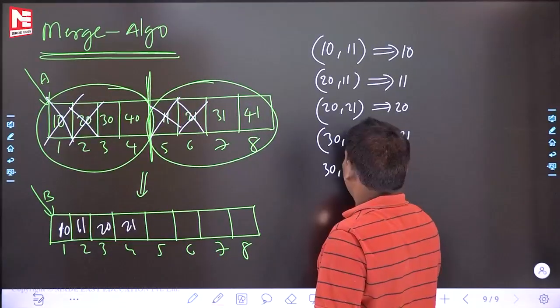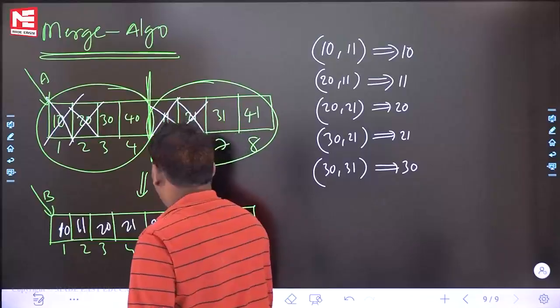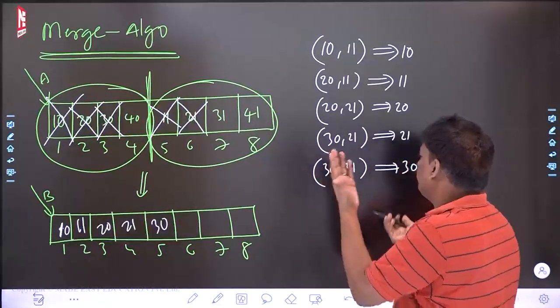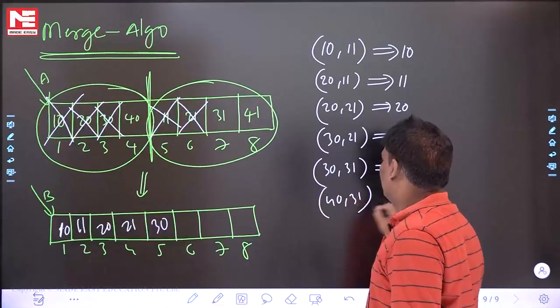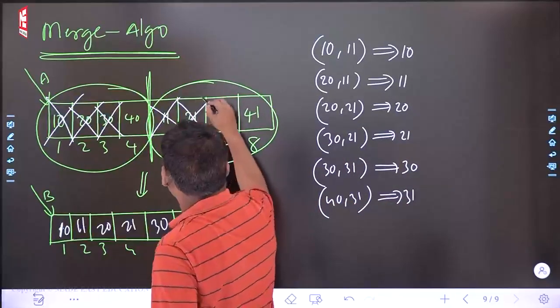30, 31, right, winner. Who is that? 30. Whoever is smaller, he will come, like that. Every time only the first person will fight. 40, 31. Who is the winner? 31. Like that, every time the smaller one is coming.